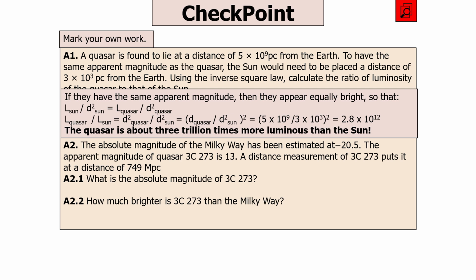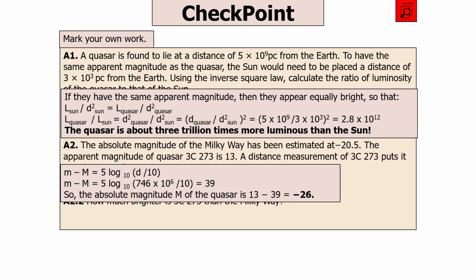Now this next question, we're going to use M minus m equals 5 log d over 10. Pop in all the values, work it through. Remember, we work in parsecs, not megaparsecs, so we get 39. So the absolute magnitude is therefore going to be 13 minus 39, which is minus 26.